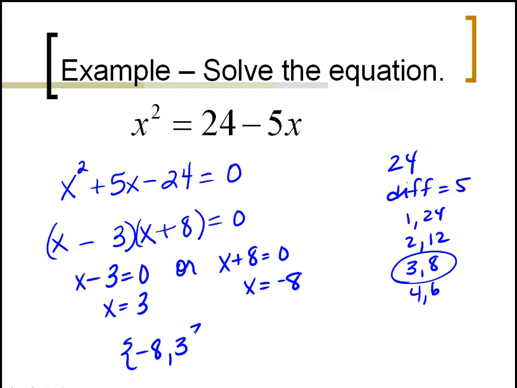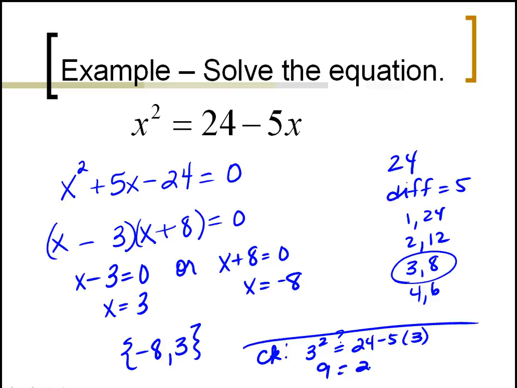Okay. Now, just to check, maybe just to clear your mind here that this process does work, let's plug in 3 for x. So if we did 3 squared, is that equal to 24 minus 5 times 3? 3 squared is 9, and this is 24 minus 15, which is 9, so that checks. And the same thing would be true if we plugged in the negative 8.